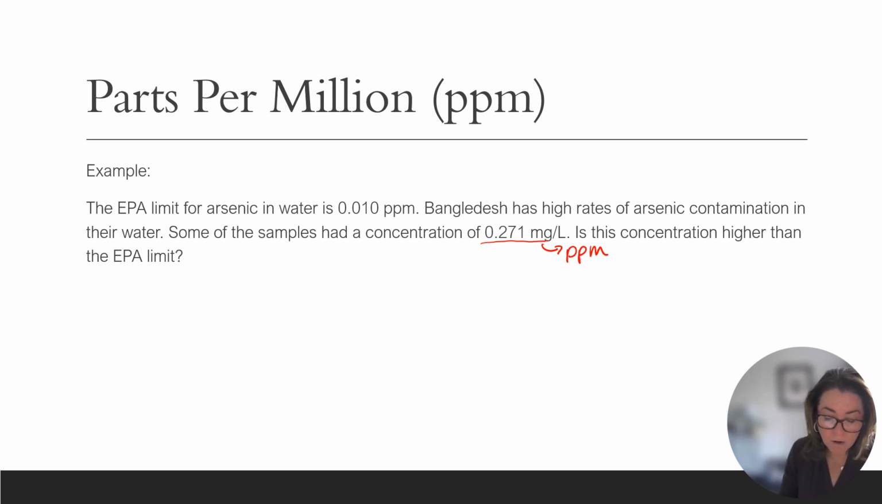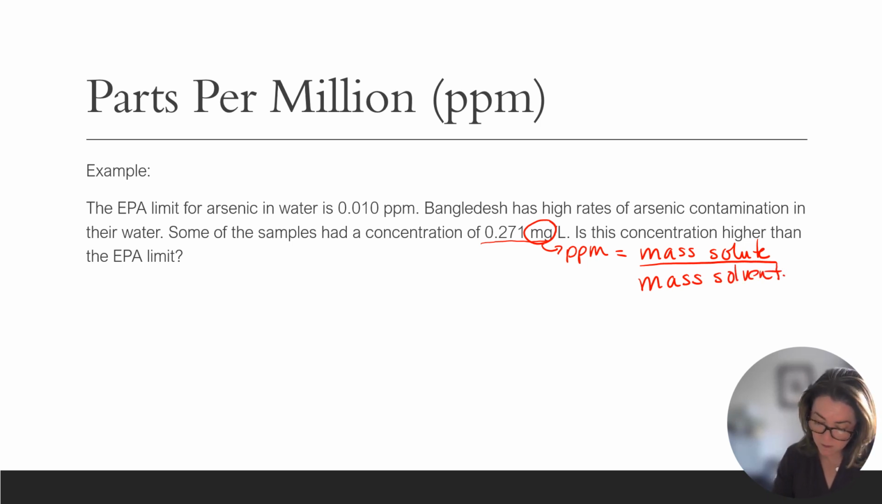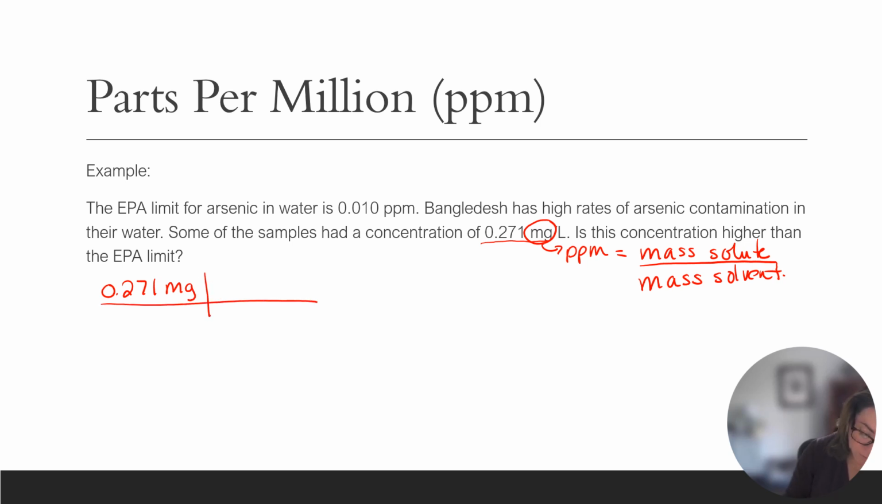Okay, so if I'm looking for ppm, since this has given me mass, I am going to be looking for the mass of my solute over the mass of my solvent. First thing I notice is that I have my mass of solute in terms of milligrams, and I need to convert this to grams. So I know that there are 1,000 milligrams in 1 gram. And so that's going to give me 0.000271 grams.